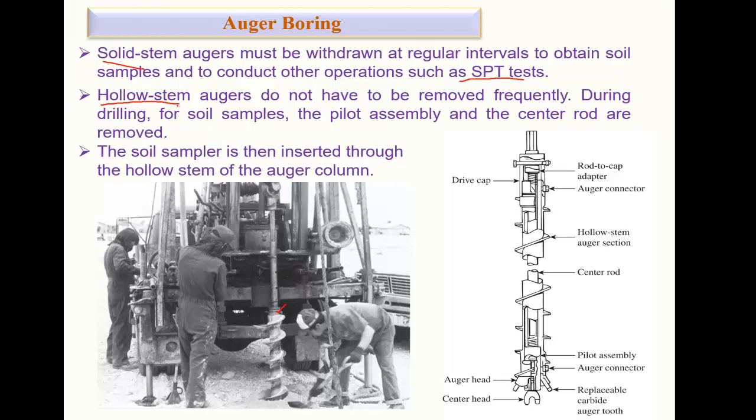And if you are using the hollow stem auger, you do not have to remove the bit frequently, right? And you can also take the sample when the pilot assembly and center rod are removed. So here you can see, here is a center rod. By removing this pilot assembly and the center rod, you can take the sample. If you remove this portion, this portion will be hollow, right?